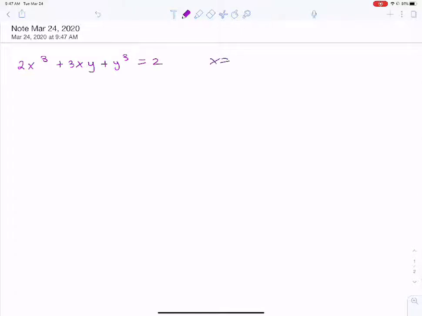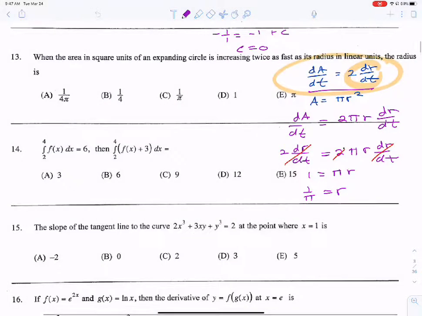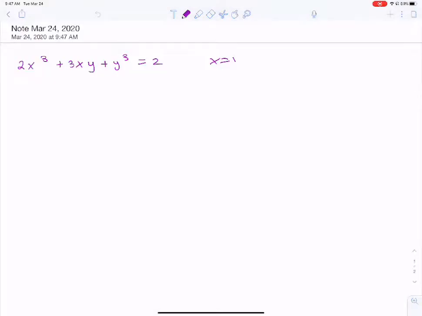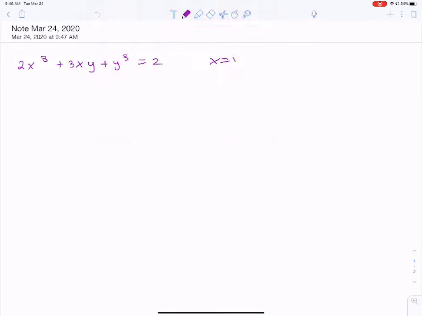And we are asked to find, is it the equation of the tangent line or just the slope of the tangent line? Let me check really quickly. I kind of forgot what they're asking. The slope of the tangent line to the curve. Okay, so I think you guys agree. The first thing we are going to do is go through and take the derivative. So let's do that.